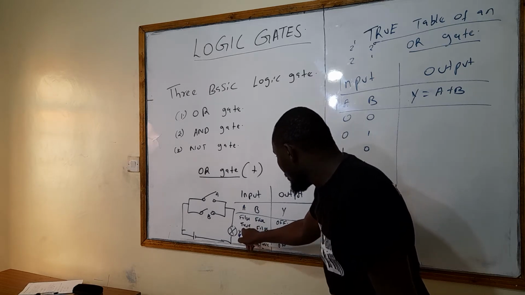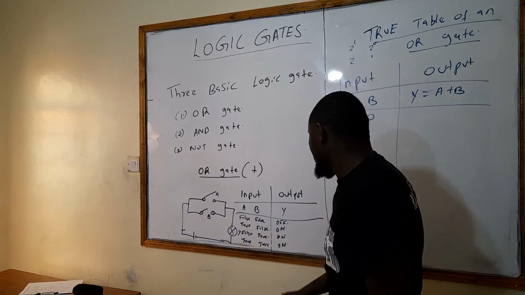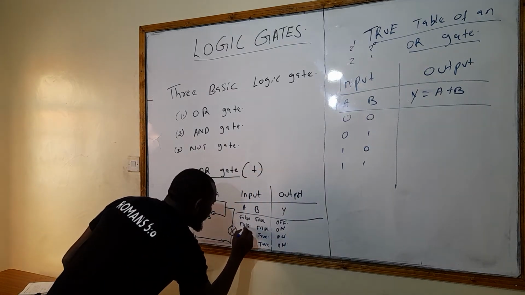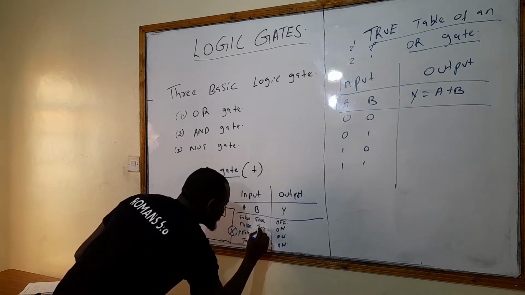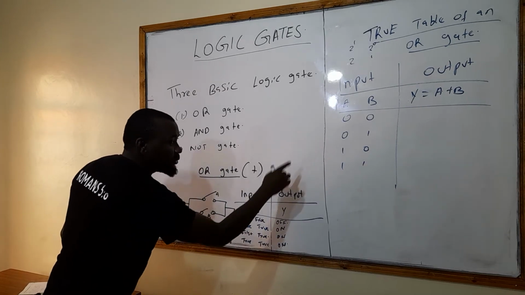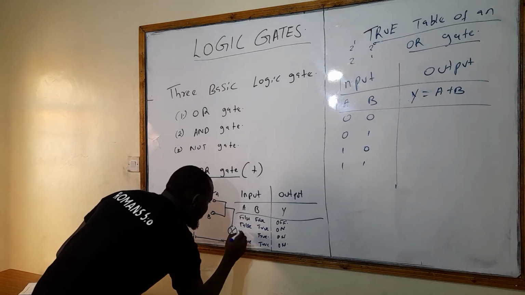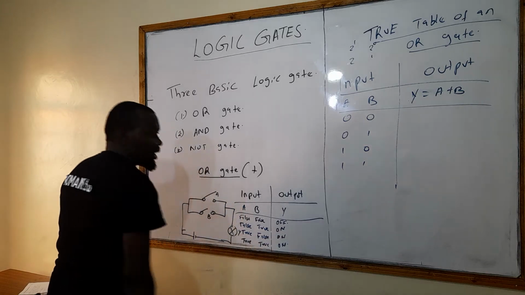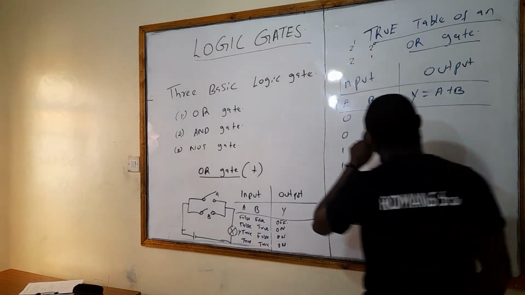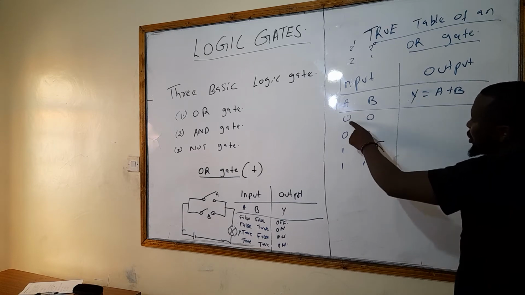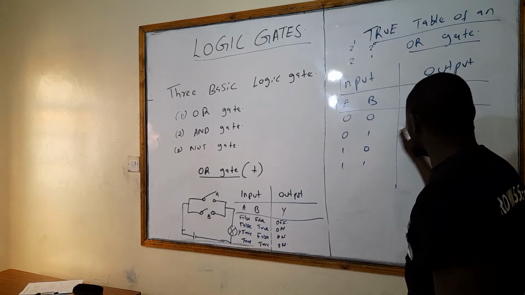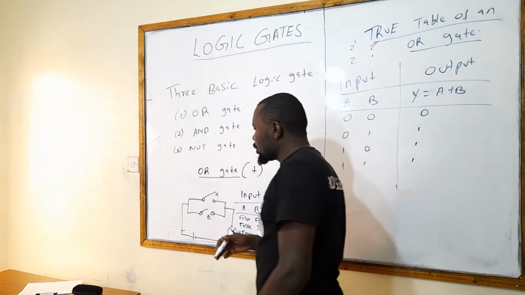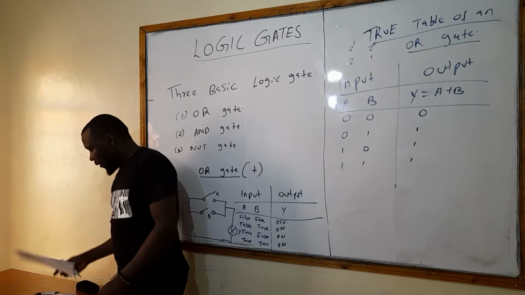For example, here we could have false and true, then true and false, and then true and true. Very good. Now when it is 0 0, we don't have any light, so the output will be 0 1 1 1. And that is the truth table of an OR gate.